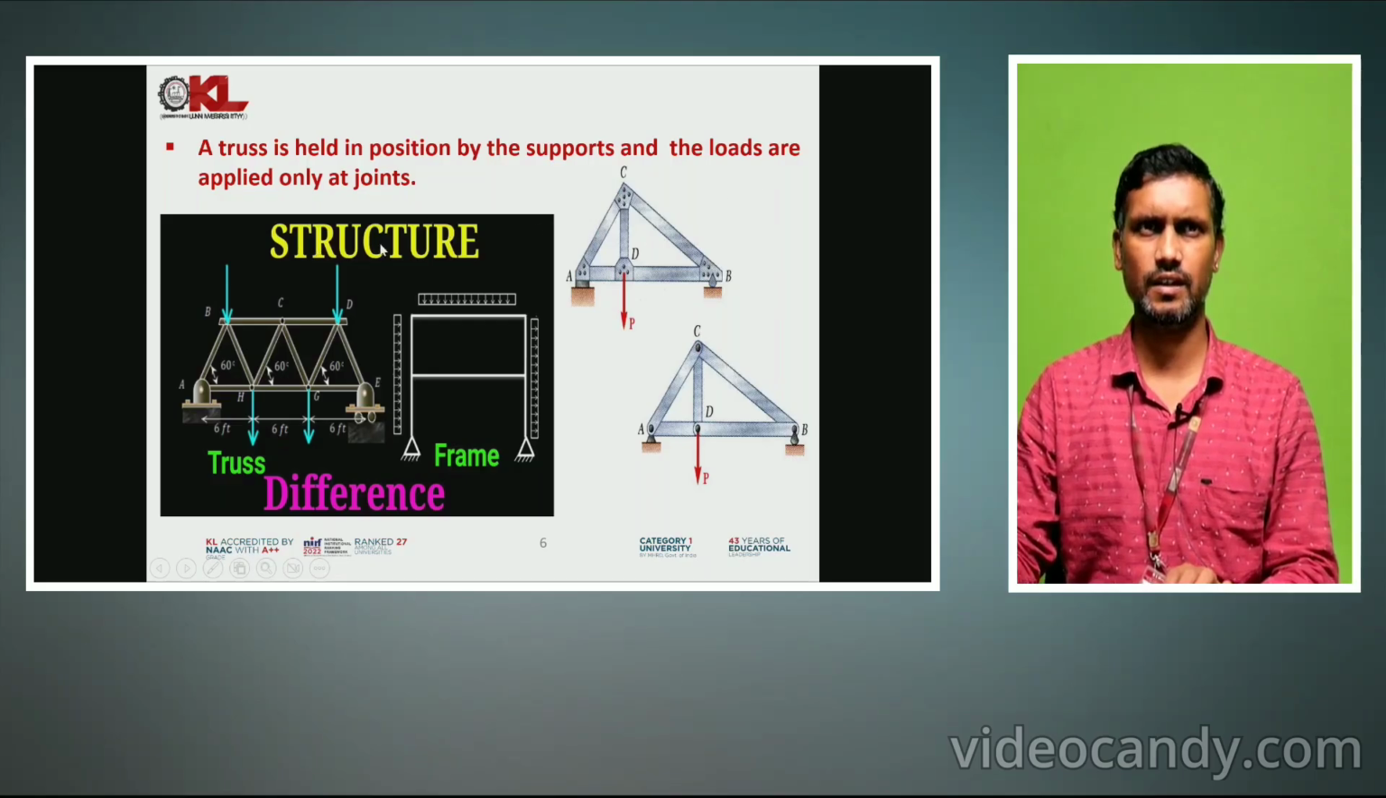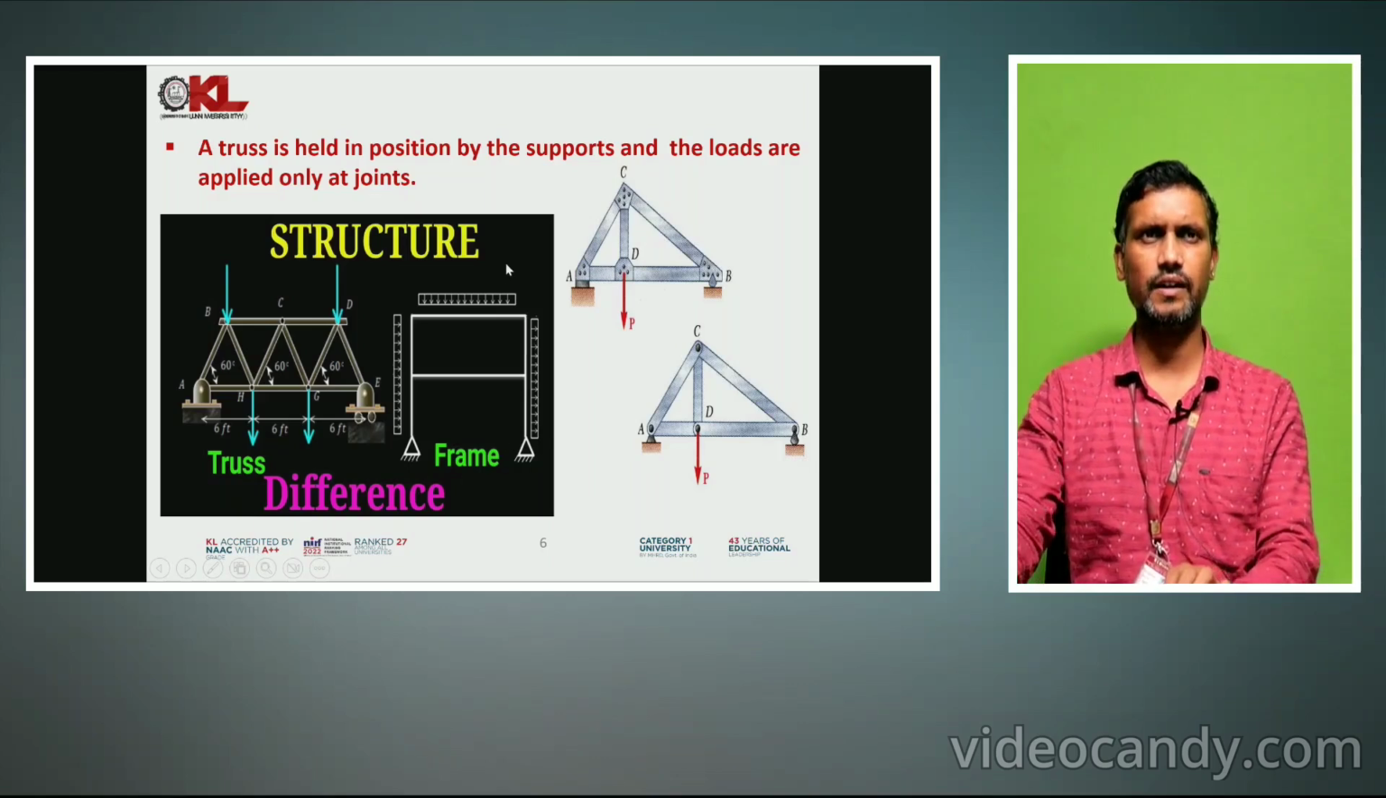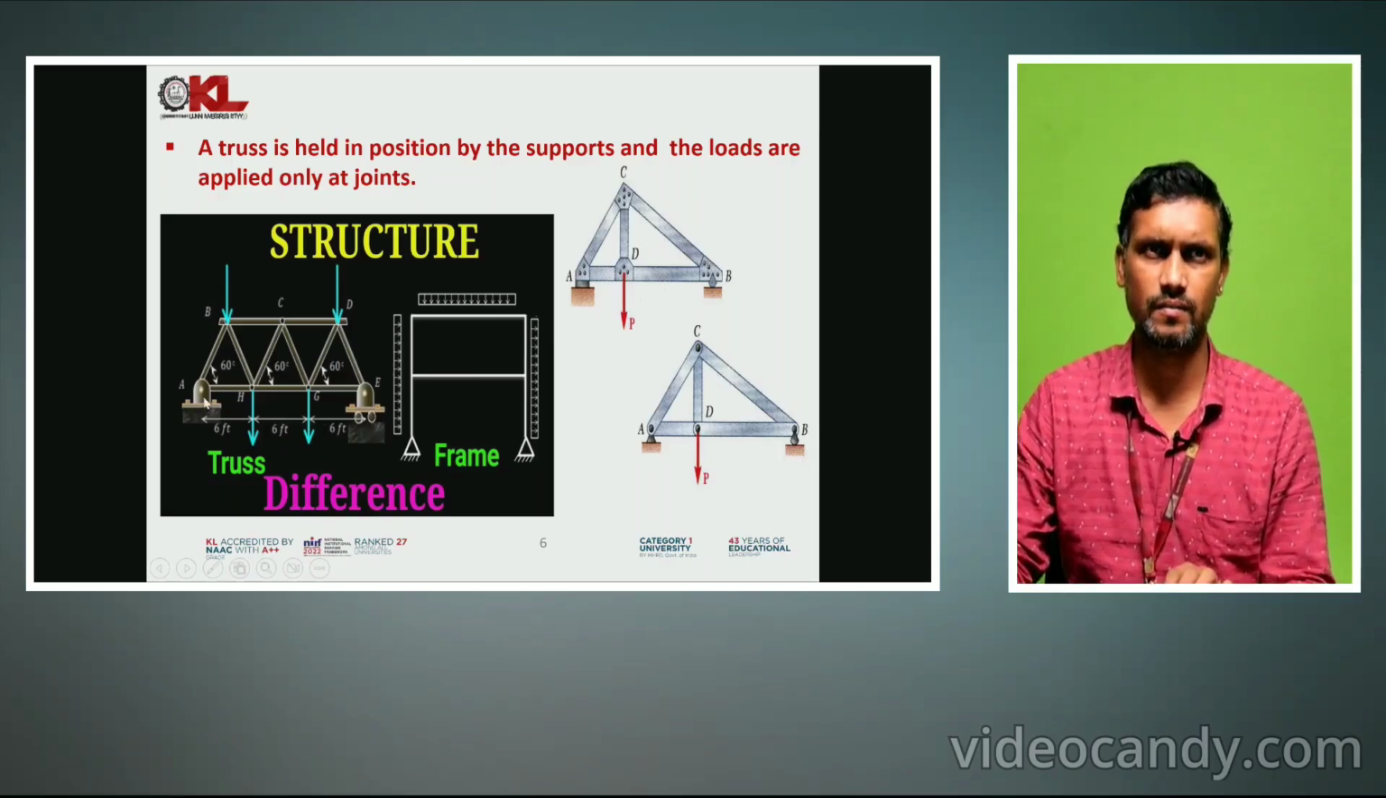Actually, it comes under structures. In structures there are two things, truss and frame. Left side truss, right side frame. What difference can you see here? Any difference? When you talk about a truss, here A, B, C, D, E, F, G, what are those things? These lines are nothing but members. These members are joining at these points. These points H, G, C, D, B are nothing but joints. So they are joints and they are members.